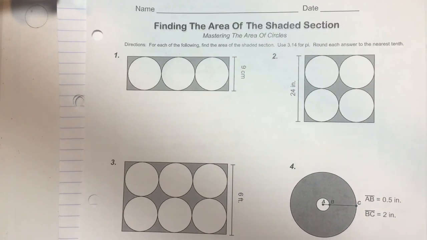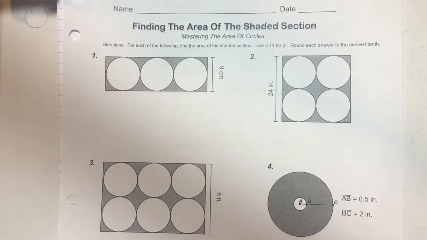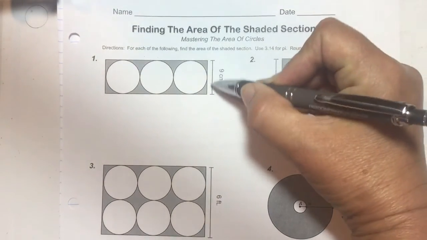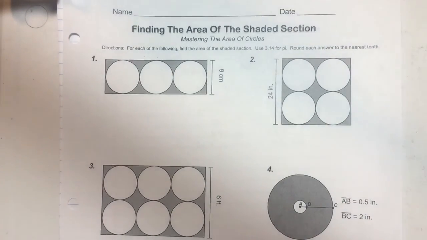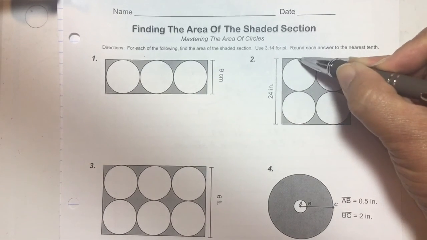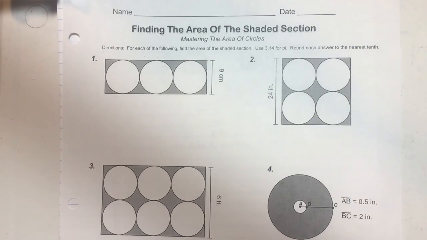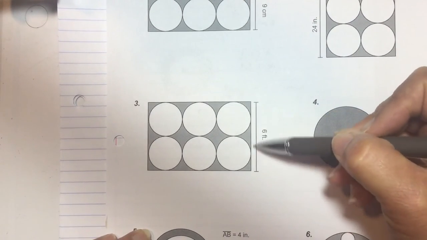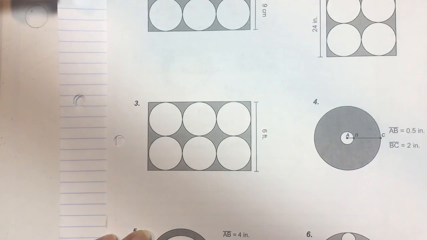If we want to look at these real quick, if you haven't already printed this, or maybe if you don't have access to a printer, you might want to just jot down a few notes. Here, if this is 9, then the radius of each circle is going to be 4.5. On number 2, if this whole length is 24, then the diameter is going to be 12, making the radius 6. On number 3, if this whole thing is 6, then this diameter is 3, making the radius 1.5.